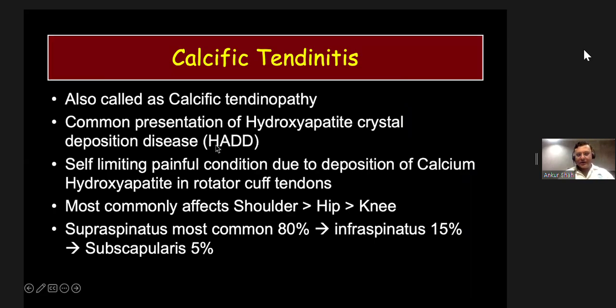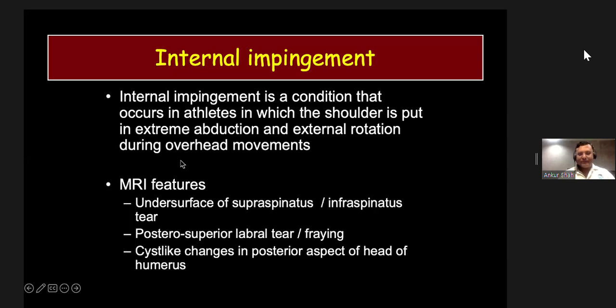We know that it occurs because of the deposition of hydroxyapatite crystals, or HADD. It is a self-limiting but very painful condition because of this deposition in the tendons, and most commonly it affects the shoulder. Sometimes you might see it in the hip and knee joint also. The supraspinatus tendon is again the most common site for calcific tendinitis.